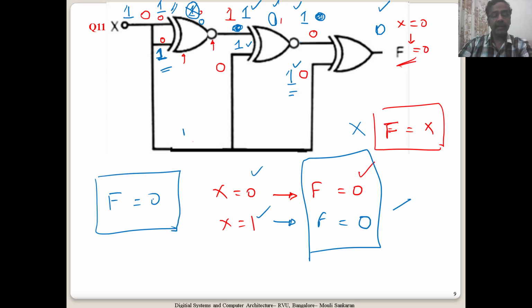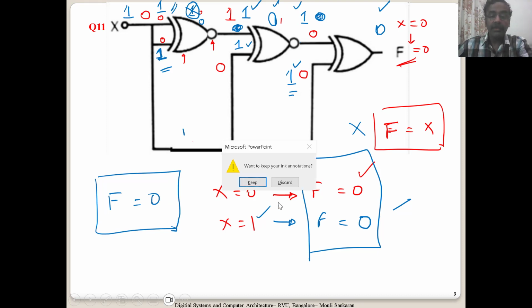What is the output? It is not the same as x, or it's not the same as 1. It's not equal to 1. It is equal to 0. Okay. I hope this is clear to you. The correct answer is f is equal to 0.